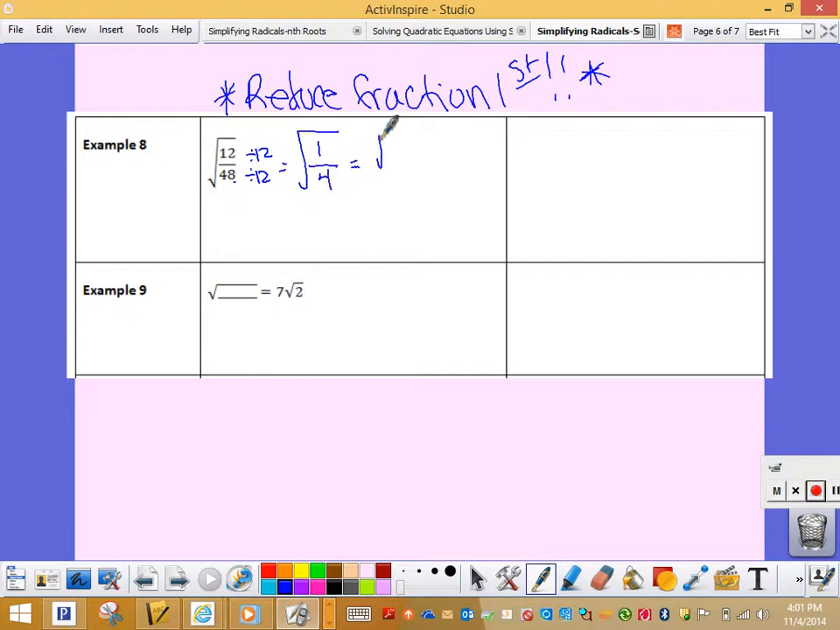And then I can break that up from there. Square root of 1 divided by the square root of 4. Well, what number multiplied by itself gives me 1? Just 1. What number multiplied by itself gives me 4? That's 2. And you end up memorizing most of these square roots. I would say up until the square root of 225. So 1 through 15. And that's your final answer.